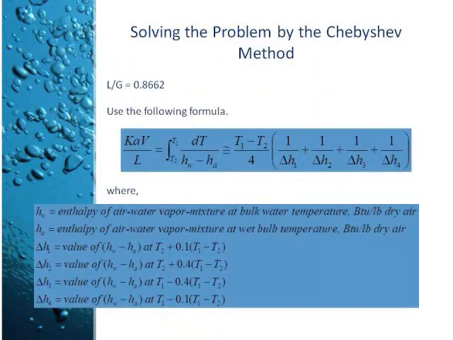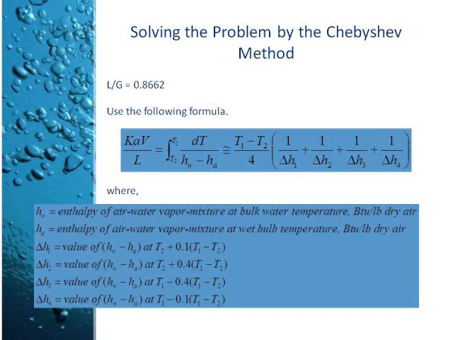Now, we're going to solve the tower characteristic by using the Chebyshev method. This process of determination of the cooling tower characteristic is basically an equation-based calculation. The formula to be used is KAV over L is equal to the integral of dT over HW minus HA from T2 to T1, which is approximately equal to T1 minus T2 over 4 times the reciprocal of enthalpy differences at different temperatures, where HW and HA are enthalpy values of the air-water mixture at bulk water temperature and wet bulb temperature respectively. Delta H values are enthalpy differences at different temperatures given by the following formula.